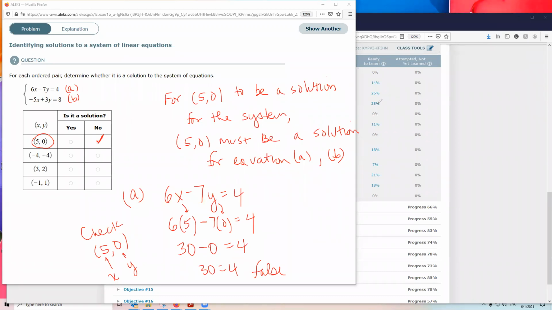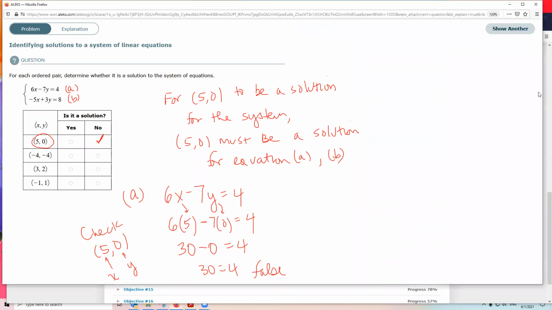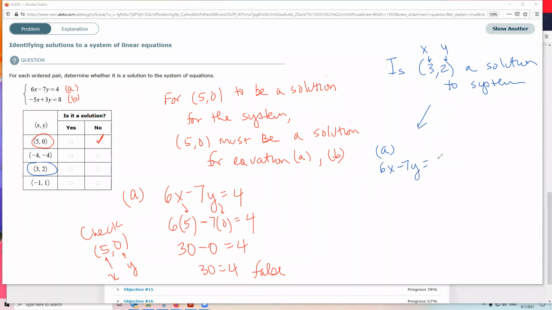So let's do one more here. How about if we try 3,2? Is 3,2 a solution to the system? Well, we've got to check it in both equations. So remember, this is the X value and this is the Y value. So let's check equation A, which is 6x minus 7y equals 4.